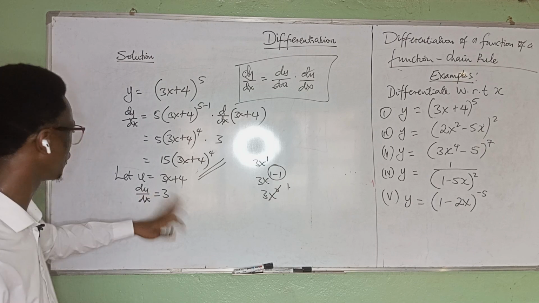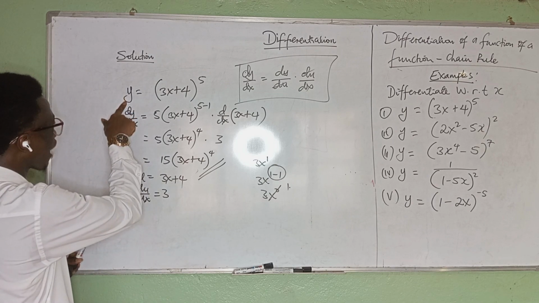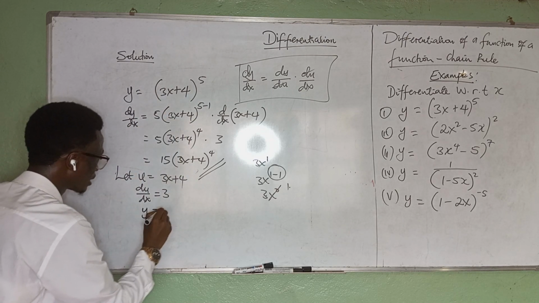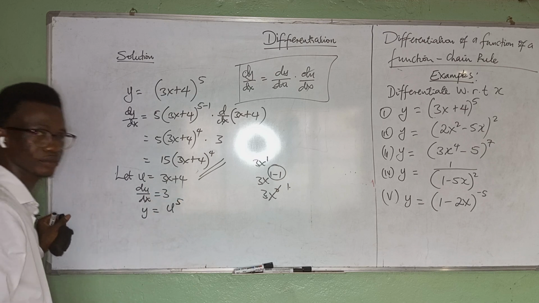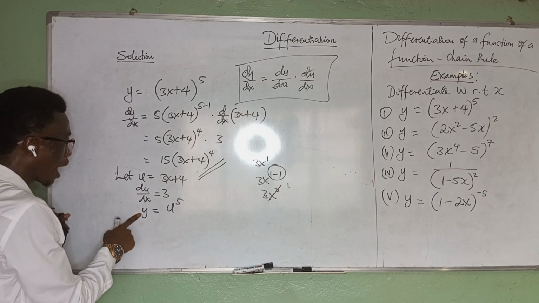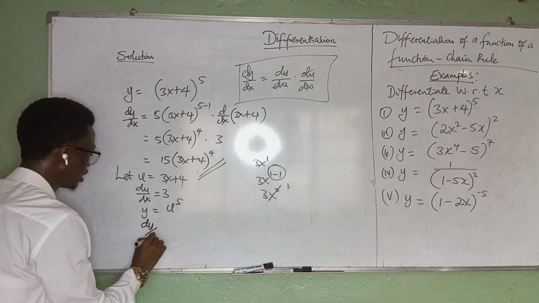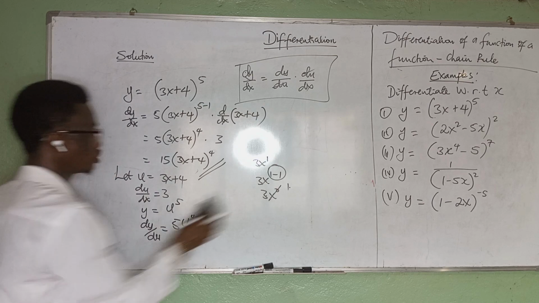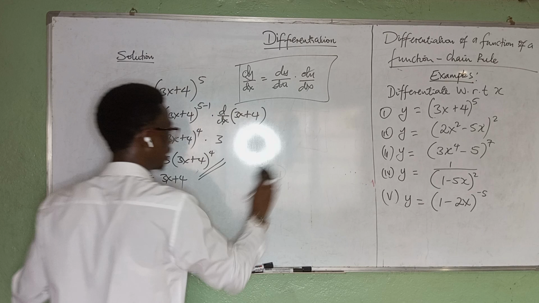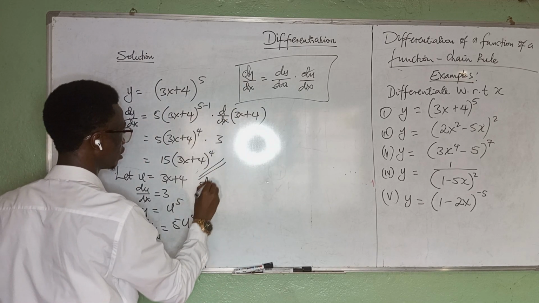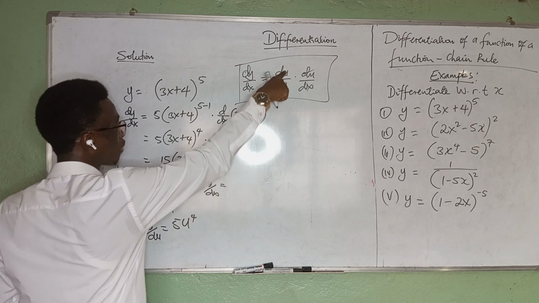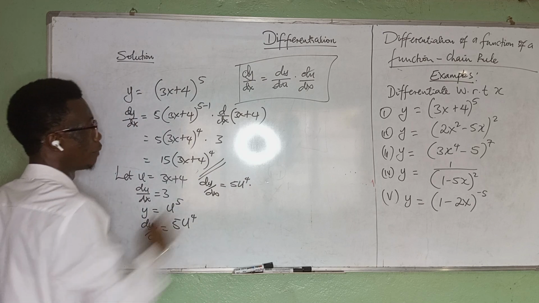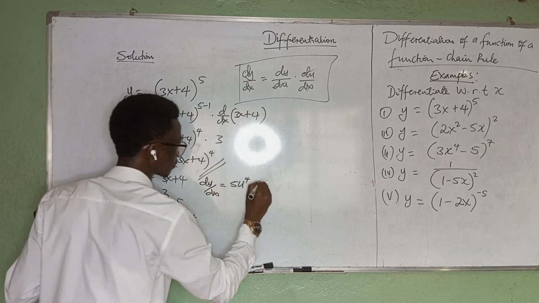So now we've differentiated this. Remember, it says y equals this, but we've let this one be u. So now y is u raised to the power 5. So now we are differentiating y with respect to u. So dy by du equals 5u raised to the power 4. All we have to do now is write the formula. And remember, the formula says dy by dx equals dy by du, which is 5u raised to the power 4, multiplied by du by dx. Du by dx is 3.